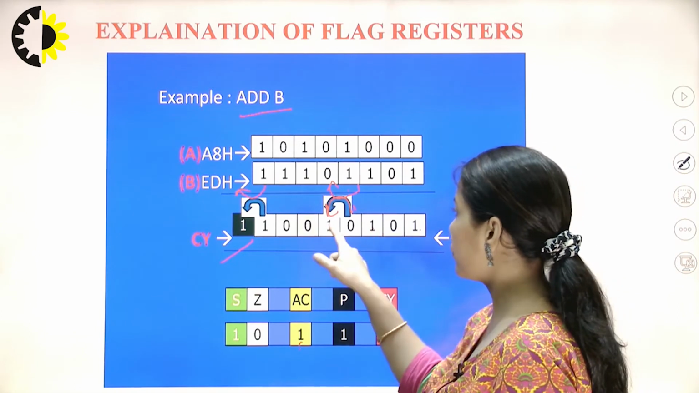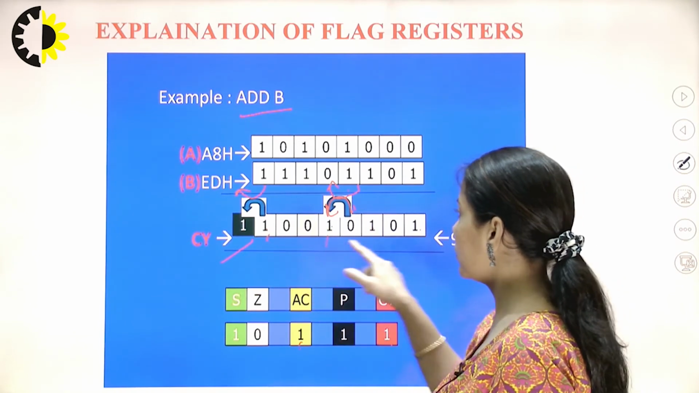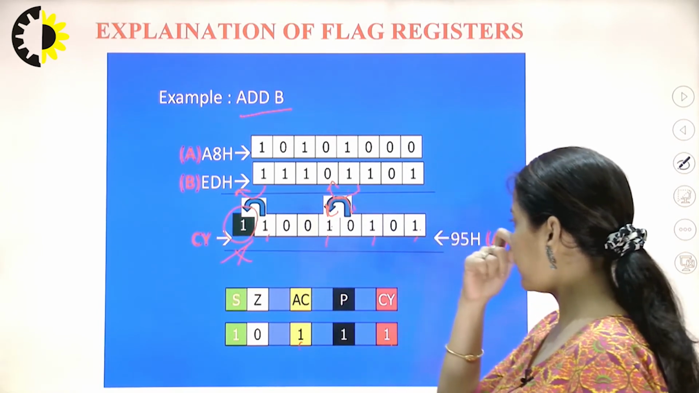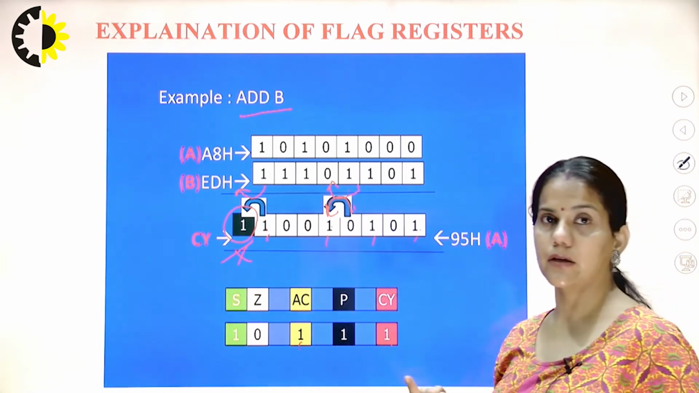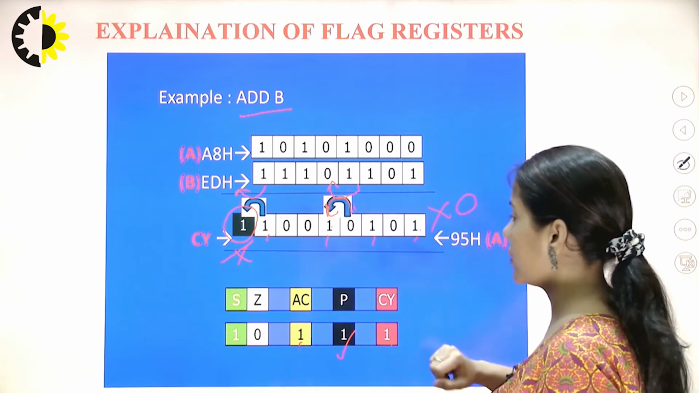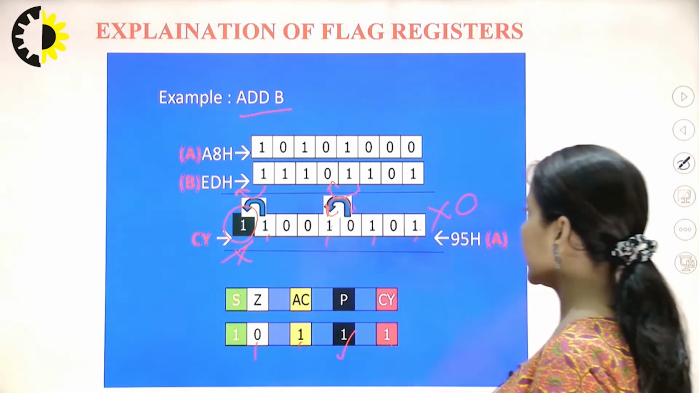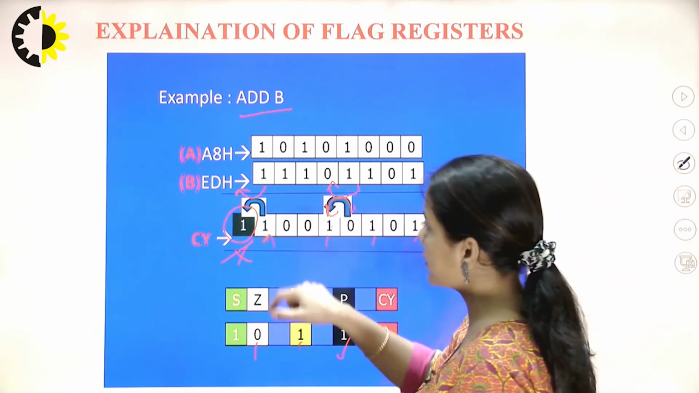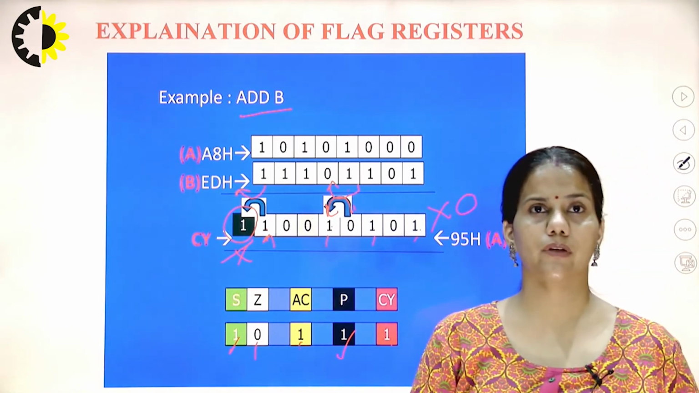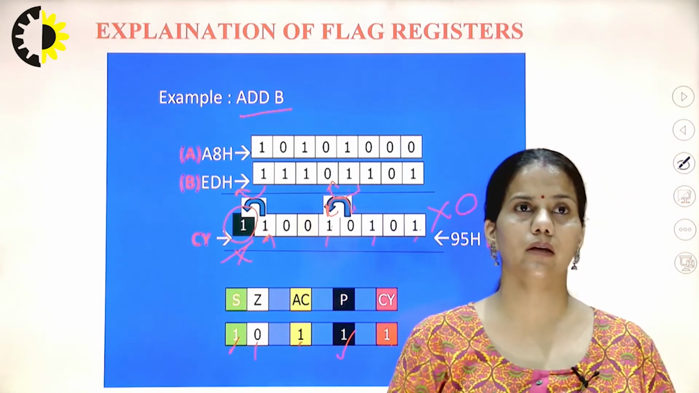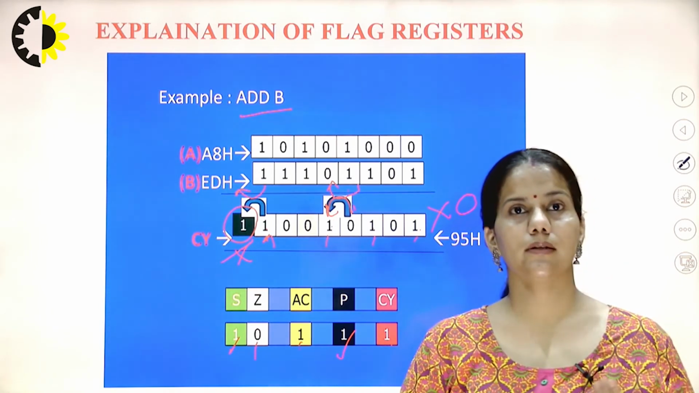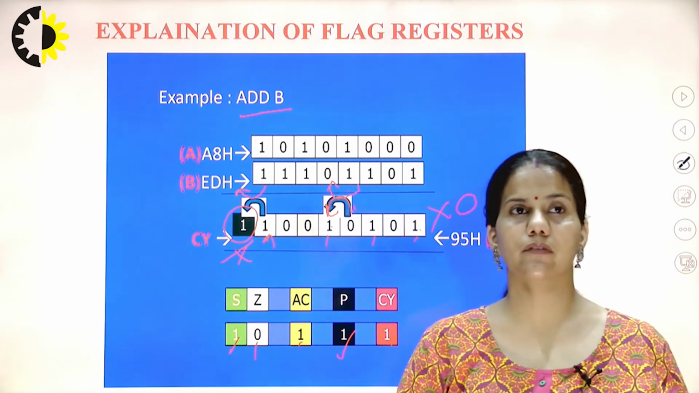Parity: 1, 2, 3 and 4. There are 4 ones in the result. This carry is not counted. So there is even parity, and the parity flag will be set. The result is not 0, so the zero flag is reset. And since this MSB is 1, the sign flag is set. So in this way, after any ALU operation, we can judge its status and check all the flag bits in the flag register.